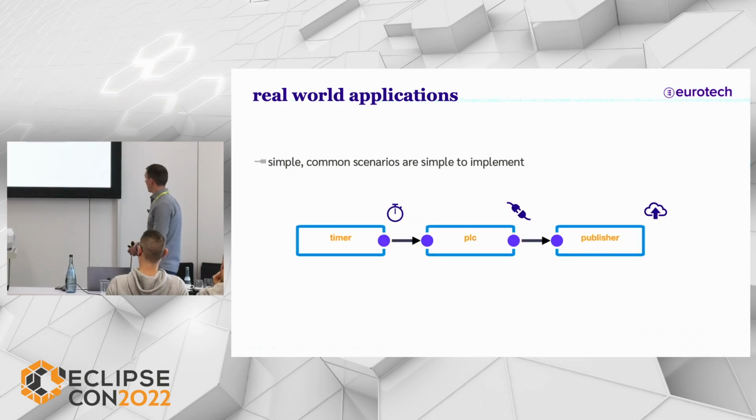So how does a wire graph look in the field? Well, it depends. If you have a simple use case like this, acquire data and publish, you are basically done with three components. You just have to configure your asset, select the data points, and publish. So this simple common scenario is simple to implement.